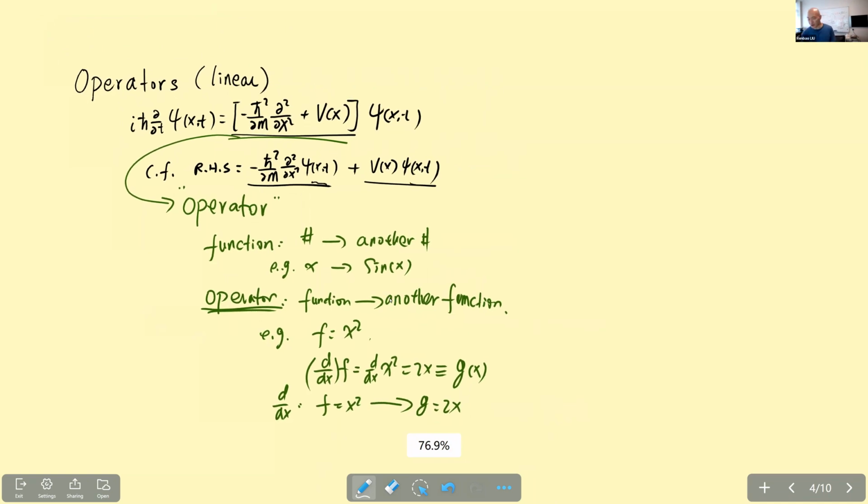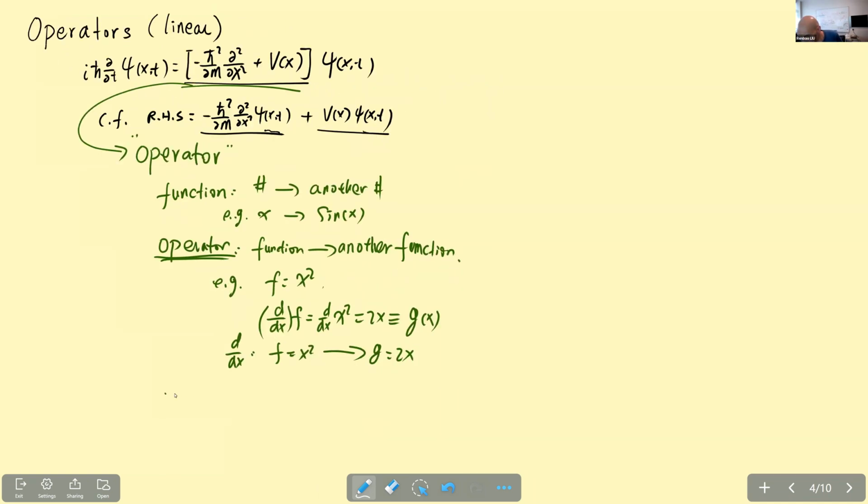Okay. Of course, maybe you can say that you can have, for example, super operators that change an operator to another operator, okay? But that's something that we're not going to touch at this moment.